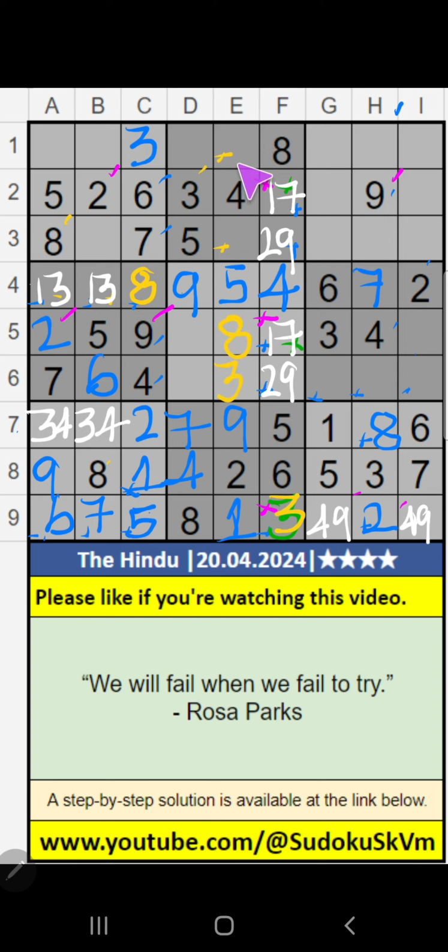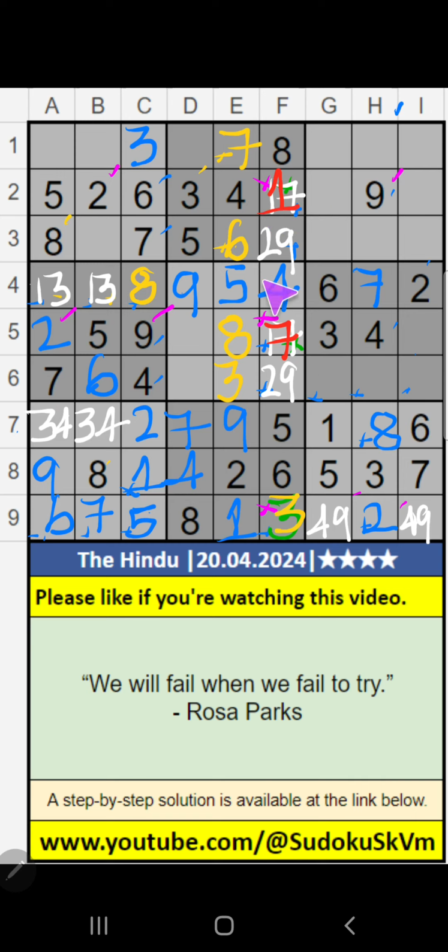Then column E, 2 numbers are remaining, 6 and 7. It will come in one of these cells. 3rd row, we have 7. So 7 can't come in this cell. 7 is confirmed here. Then 6 is here. 2nd grid, we have 7, so 7 can't come in the cell, 7 is confirmed here. Then 1 is here.